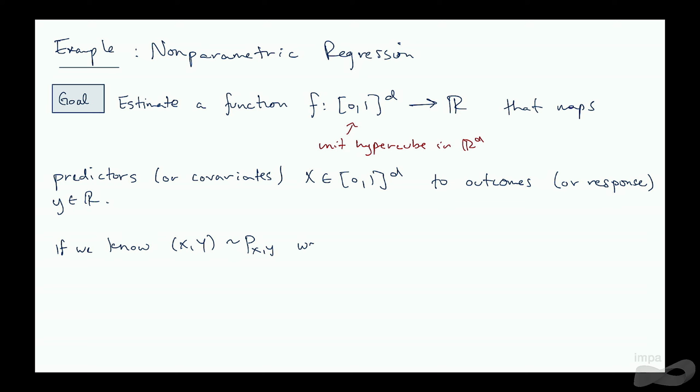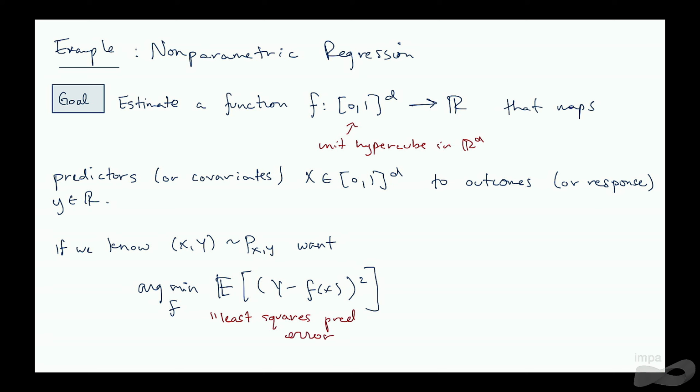what we want is something like the following. We want to take the argmin over measurable functions of the expected squared distance between the function mapping x into y. This is called the least squares prediction error. Why are we using an L2 norm here? I'll talk a little about that in the next class, but in general, when we look at loss functions, L2 is what we use.